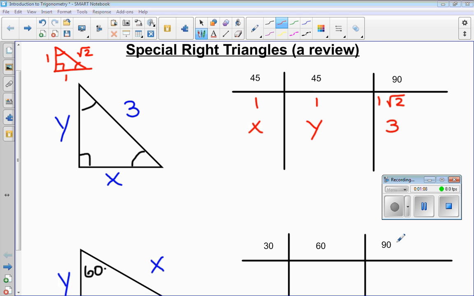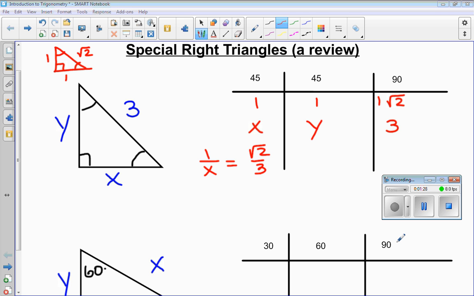What's a scale factor? That's really what we're looking for, isn't it? So can I write a ratio? I can write a proportion. 1 over y, or 1 over x. So 1 over x is equal to radical 2 over 3. Do you see that?